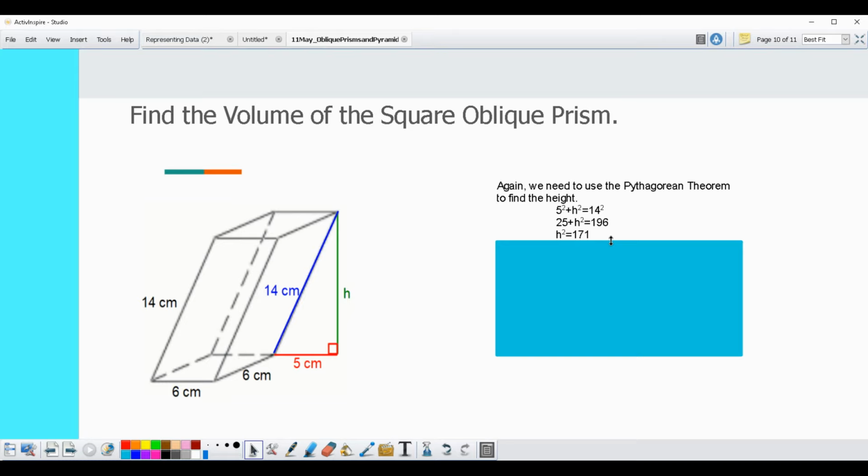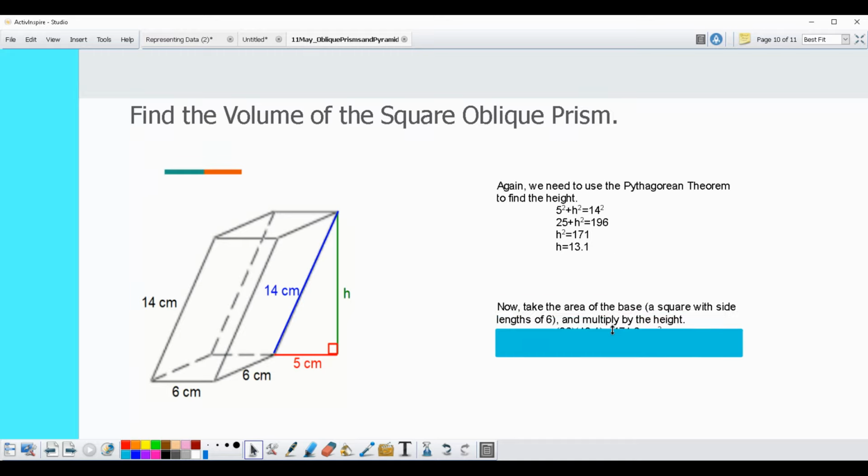So we have 5 squared plus h squared is 14 squared. So that's 25 plus h squared is 196. H squared then is 171, and you find the square root of 171, and that's going to be about 13.1. So then we use that for the height in the formula as before.